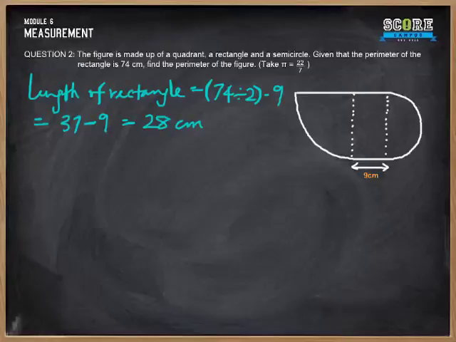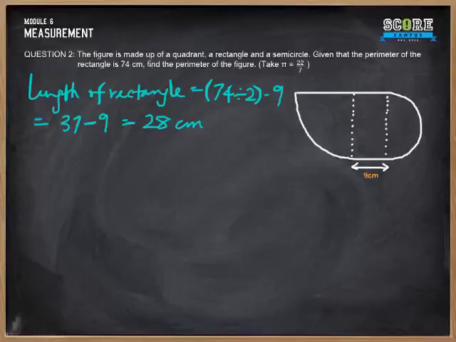Now, to find the perimeter of the figure, remember to add up all the sides that make up the outline. Perimeter of the figure equals the arc of the quadrant plus the arc of the semicircle, plus 28. How is this 28? Because this is the radius, remember? This is the radius, which means this is 28 cm as well. And this is 9, and this is 9. So you add all these figures together to get the perimeter of the figure.